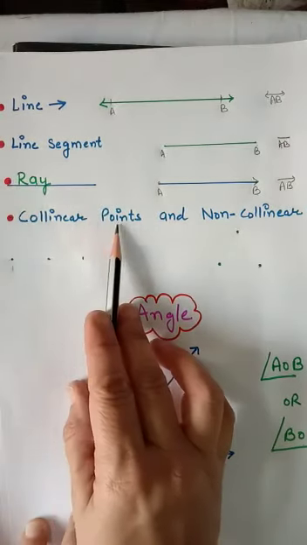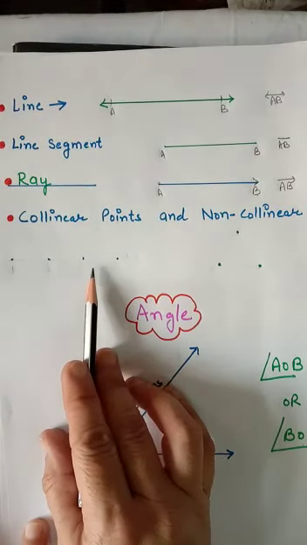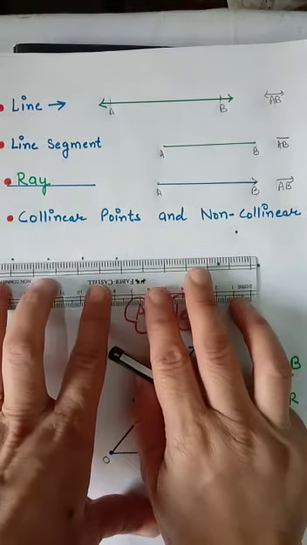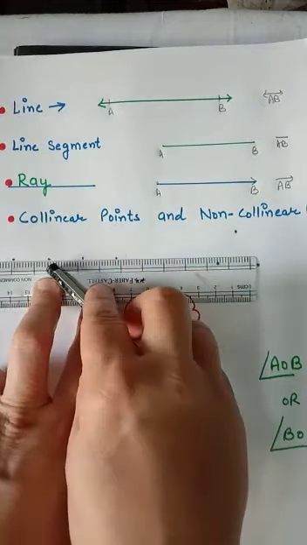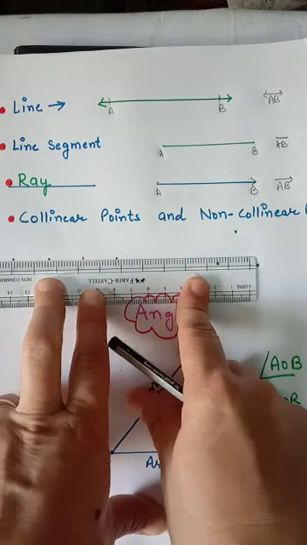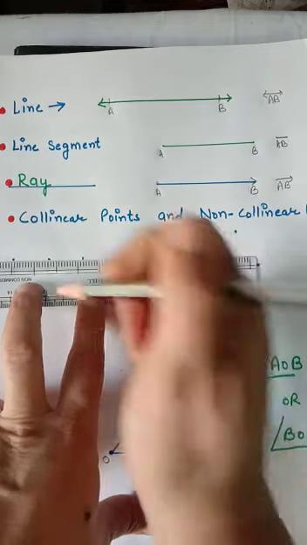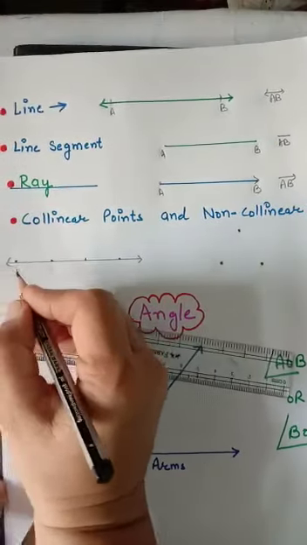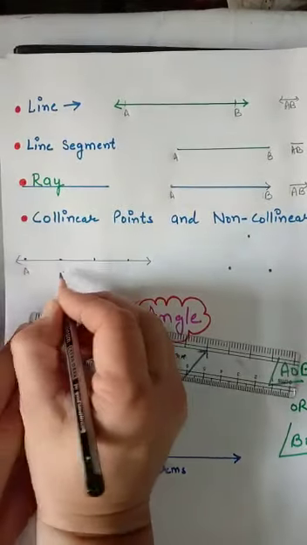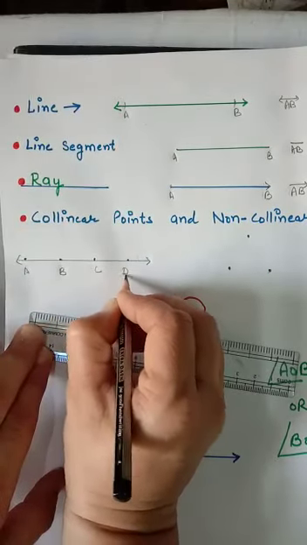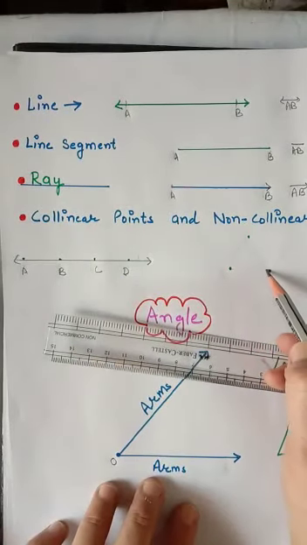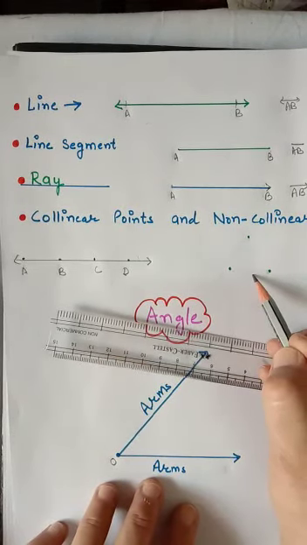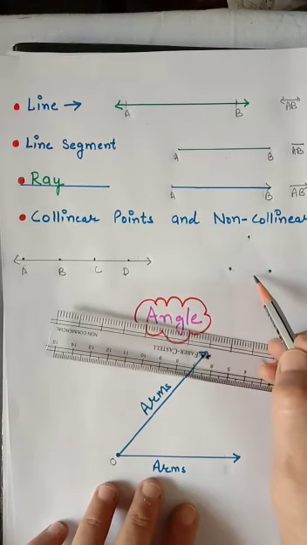Next is collinear points. If three or more points lie on one line, those points are said to be collinear points. As you can see from here, these 4 points are lying on one line, so that's why these points are known as collinear points. Now when we join them, we will get a line. So the points are A, B, C and D here. Now here you can see these points are not lying on one line, that's why these points are known as non-collinear points.